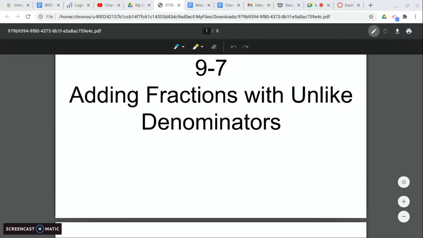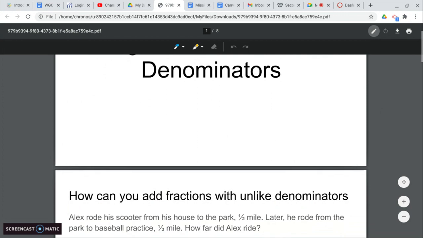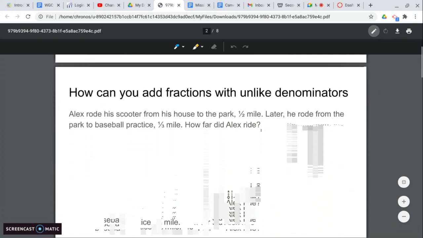Hello, welcome back. So what we're looking at today is 9-7, adding fractions with unlike denominators. So let's go ahead and jump right in. How can you add fractions with unlike denominators?